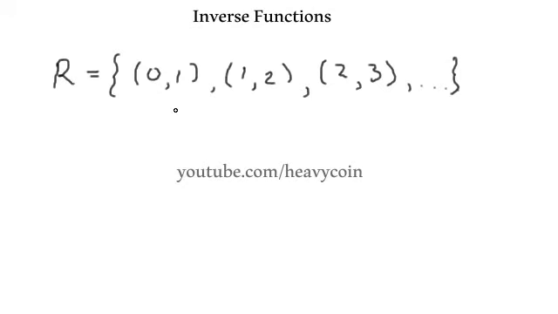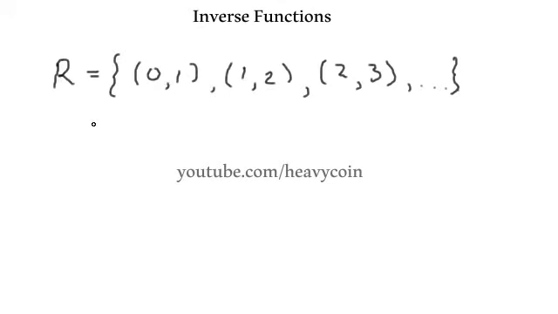And remember, there was a special kind of relation that we called a function. If all our first coordinates are all different, that relation is known as a function. So all the first coordinates must be unique.